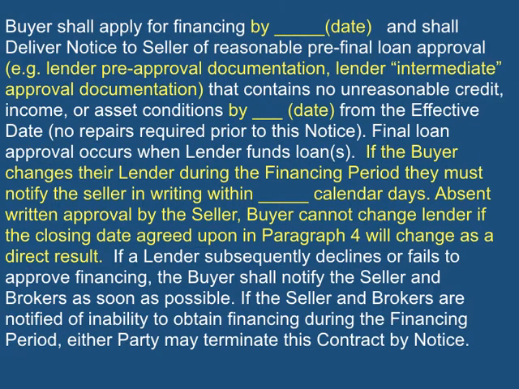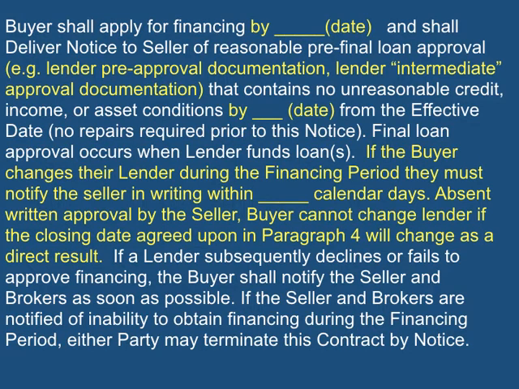Two. Some people put three. But you need to notify the seller pretty quickly. So absent written approval by the seller, the buyer cannot change the lender if the closing date agreed upon in paragraph 4 will change as a direct result. Make sure your buyer knows this when they are writing the offer, when they're selecting their lender.